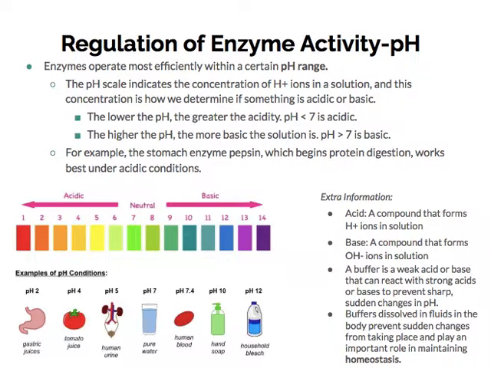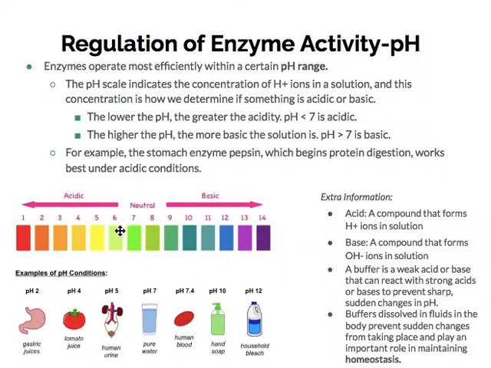So our next one, we're going to look at the pH range. So the pH scale down here indicates the concentration of hydrogen ions in a solution, and this concentration is how we determine if something is acidic or basic. The lower the pH, the greater the acidity. So anything basically pH less than 7 would be considered acidic. The higher the pH, the more basic the solution. So anything pH 7 and above is basic.